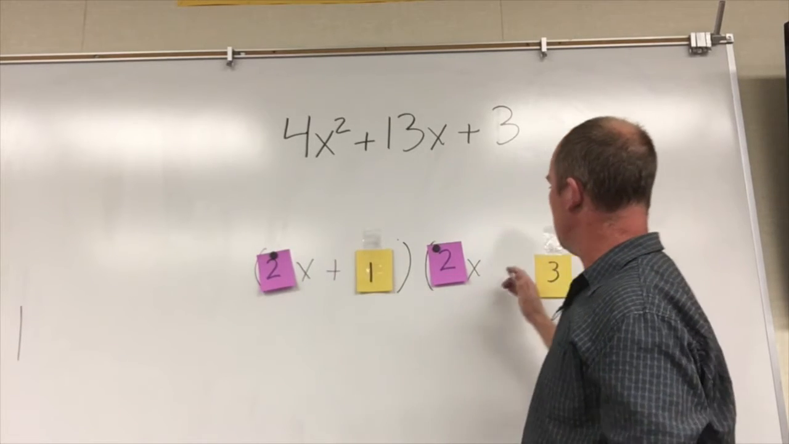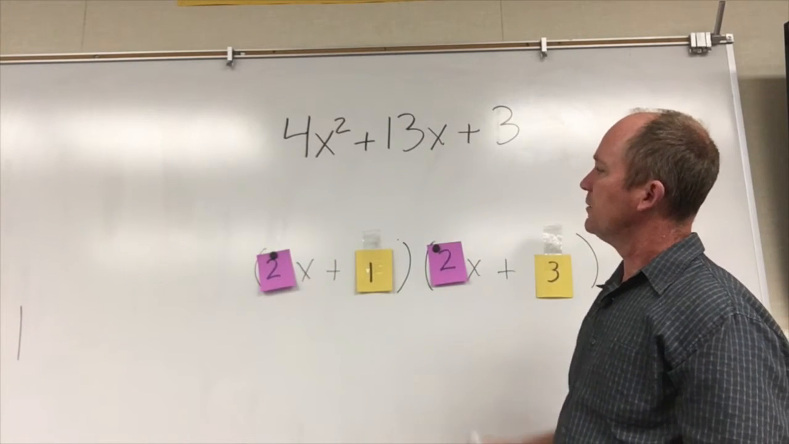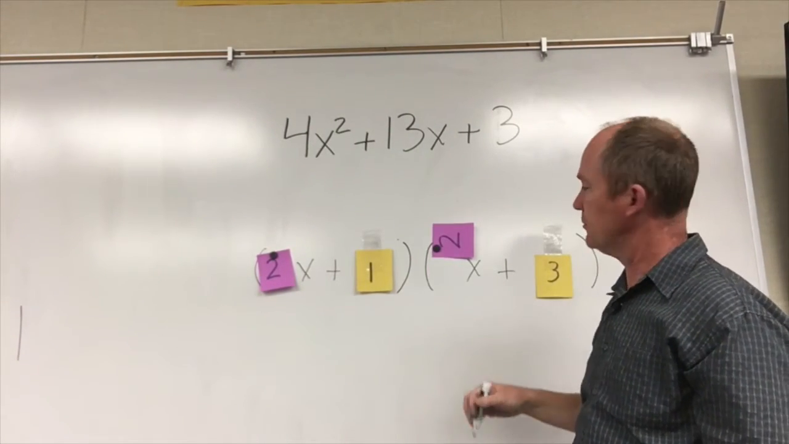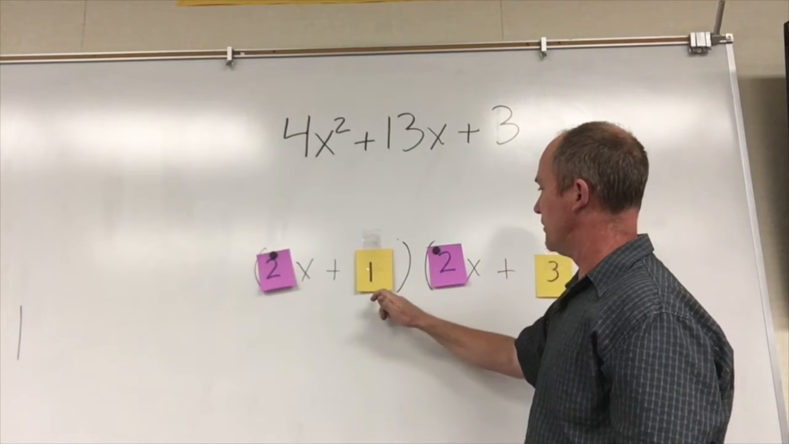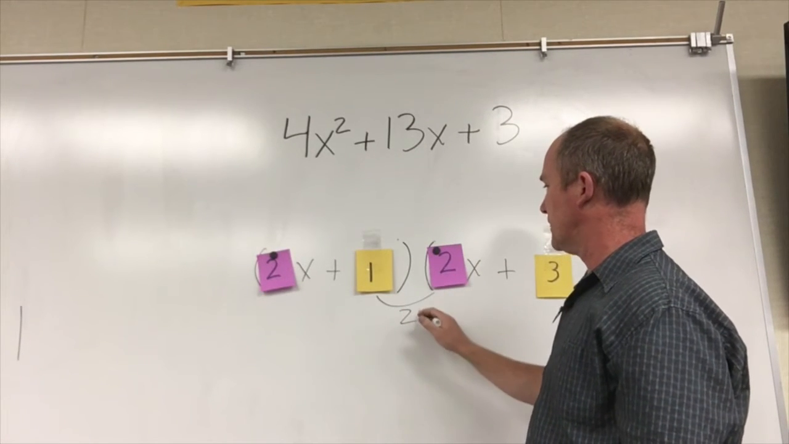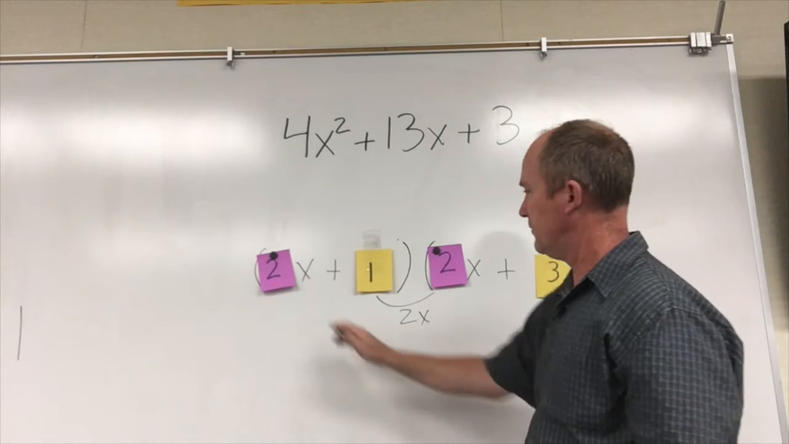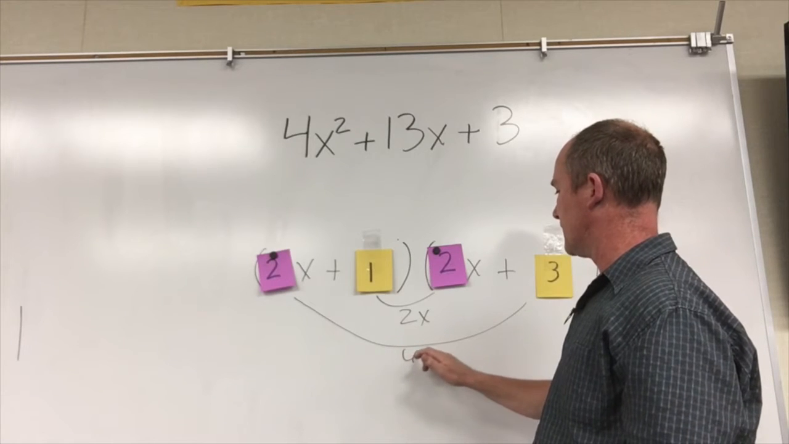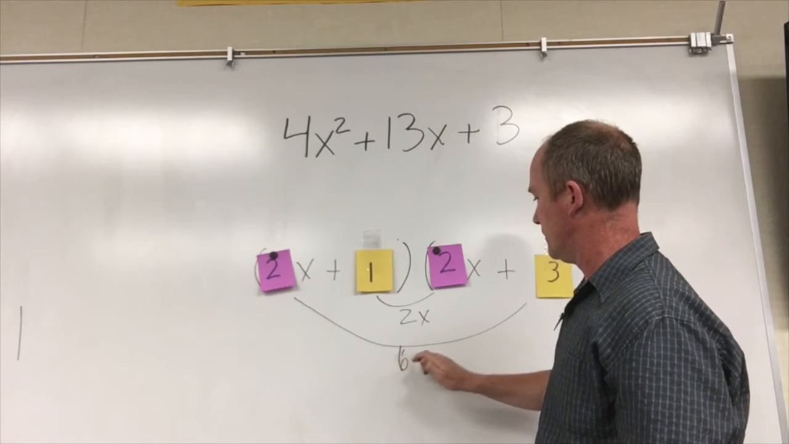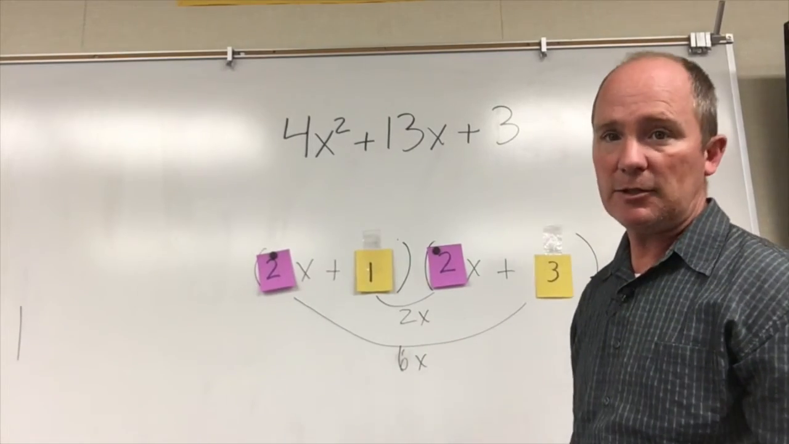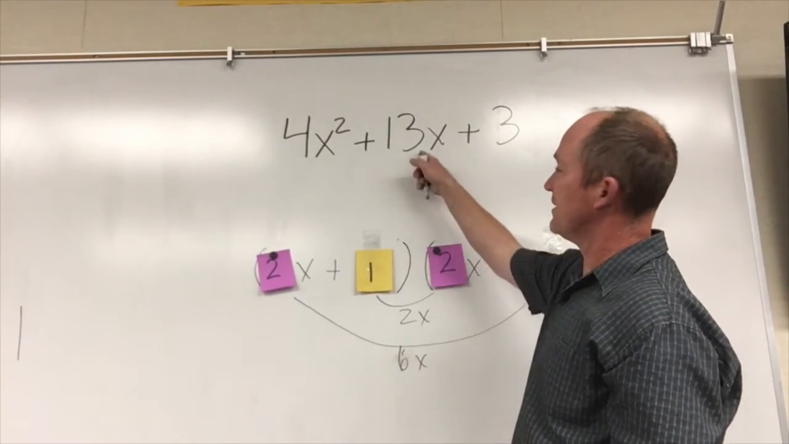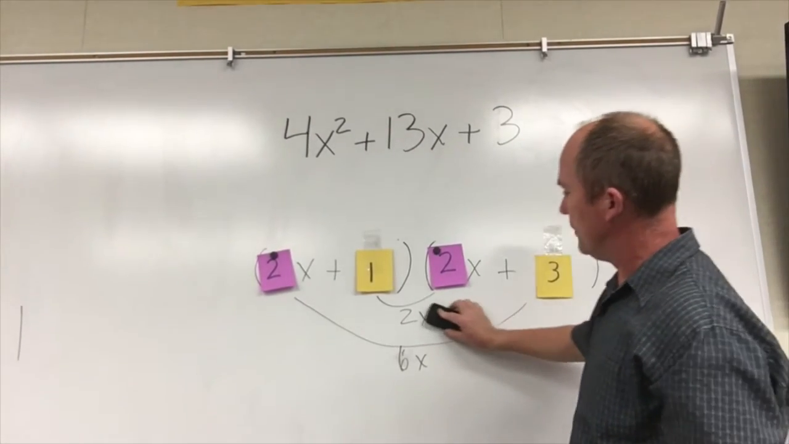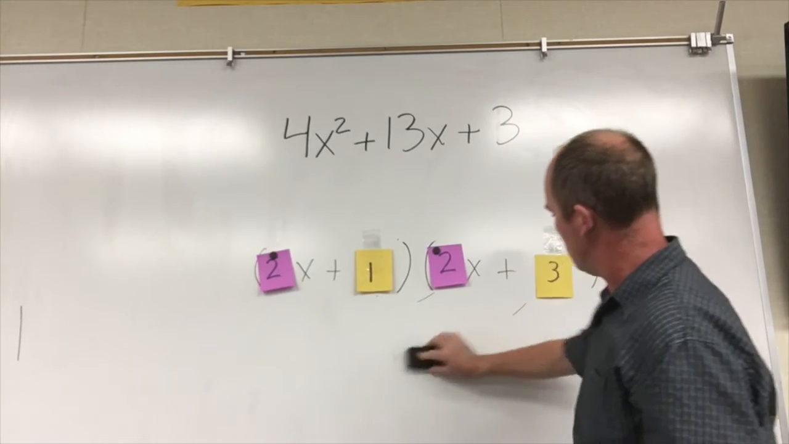As we know, if I put a plus there because they're positive, 2 times 2 is going to be 4, and 1 times 3 is 3. So the only thing I have to worry about is the middle. 1 times 2 is going to be 2x. On the outside, 3 times 2 is going to be 6x. There's no way to take 2 and 6 to get 13, so that must not be the option. We can take the 2 times 2 out of the way and know that it's definitely not going to work.